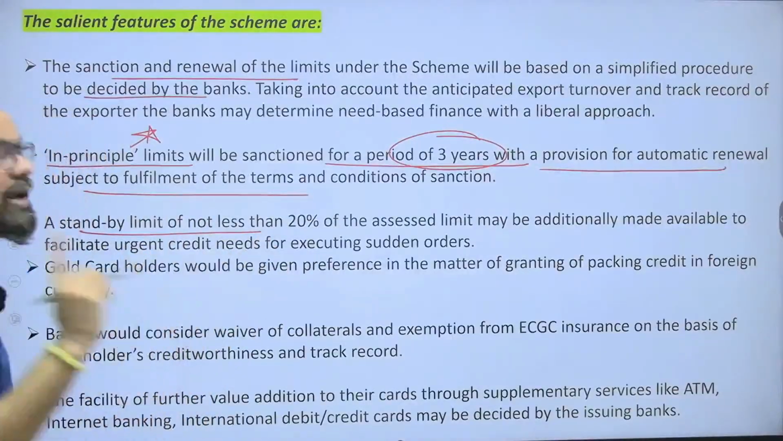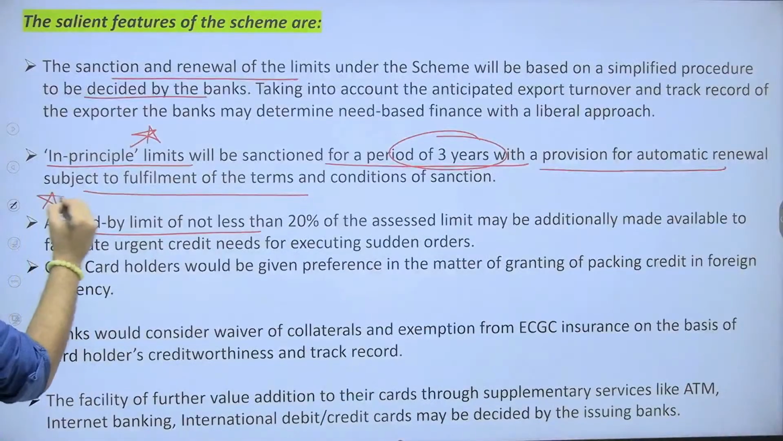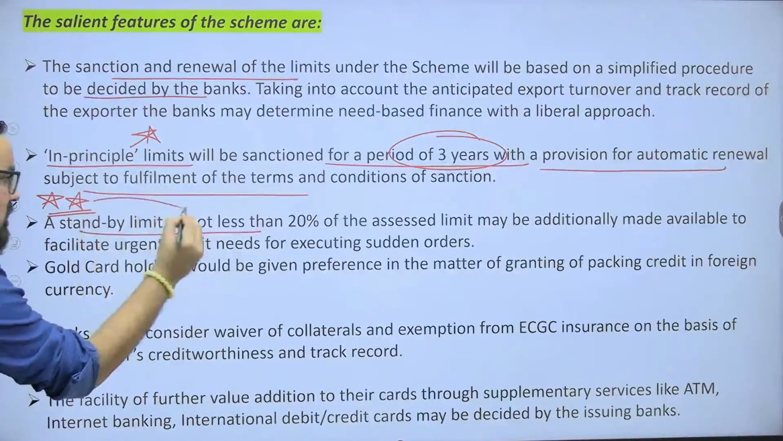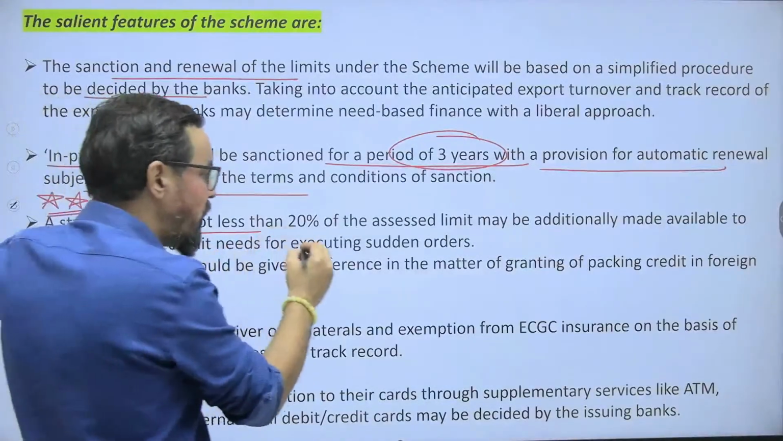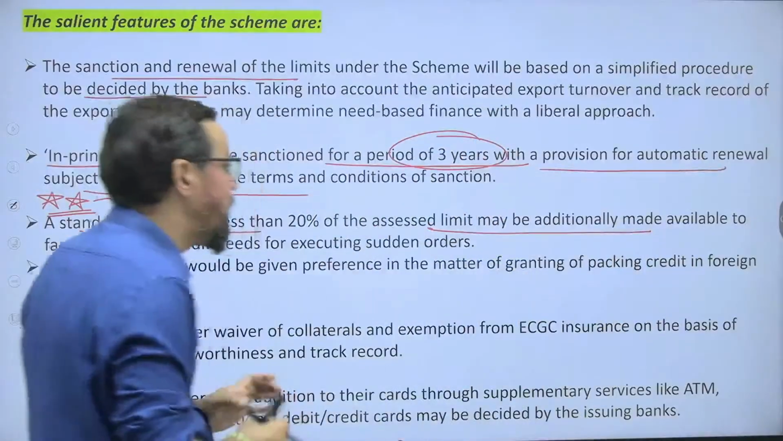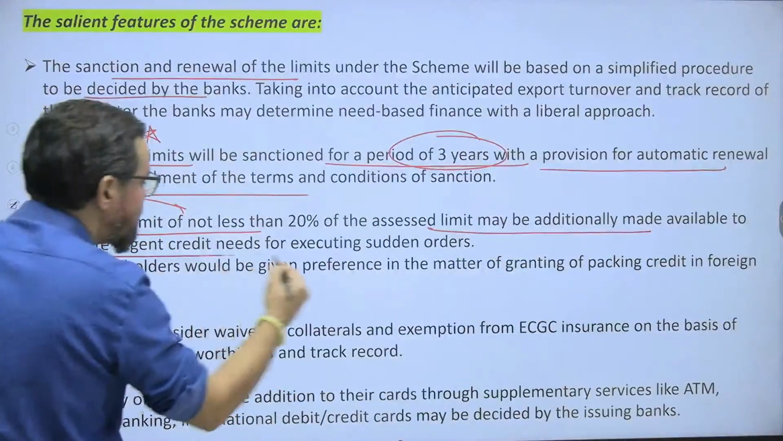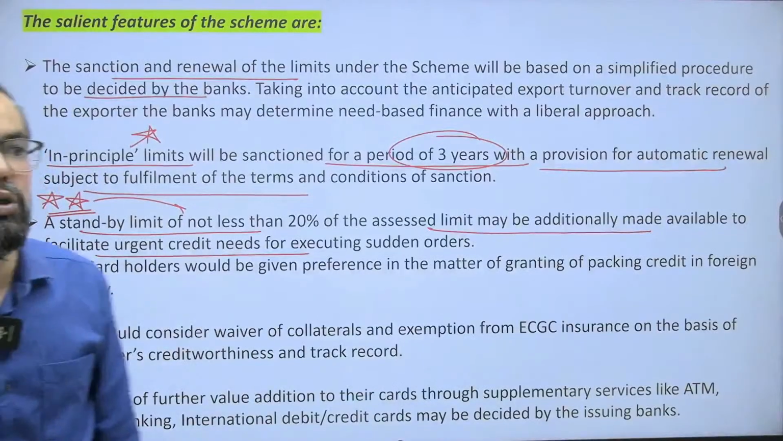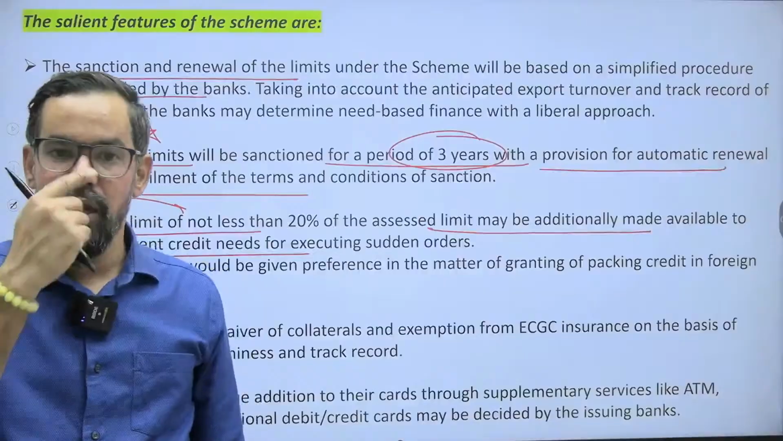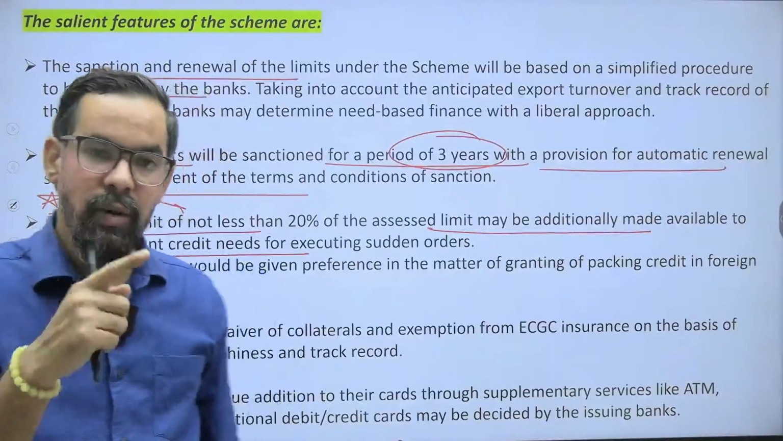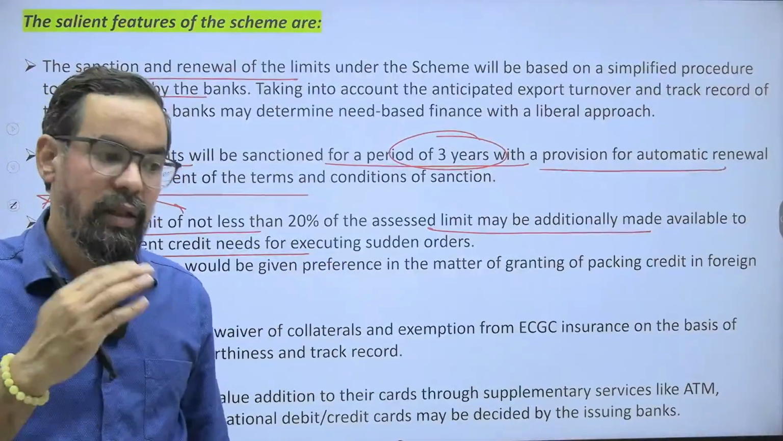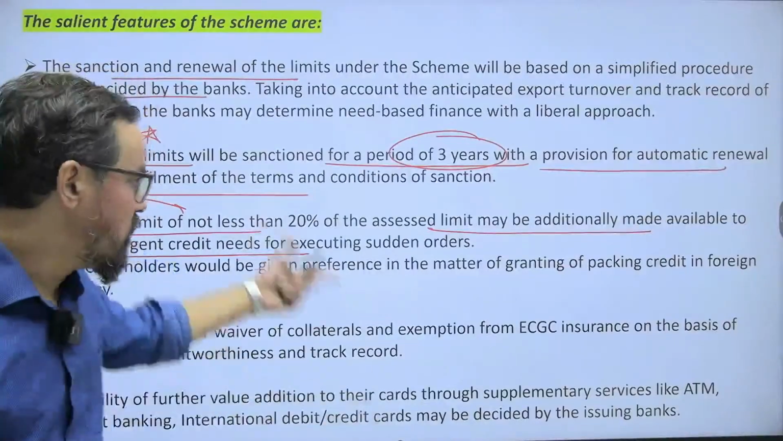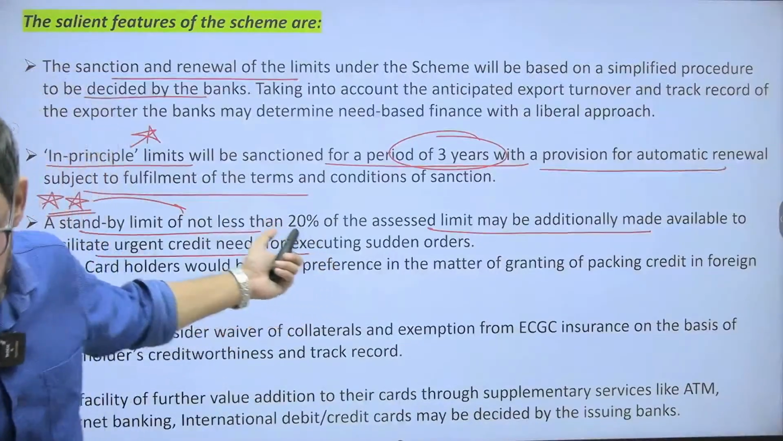Standby limit not less than 20%. This is the best benefit of it, and this gets asked whenever they ask a question around the gold card scheme. Whenever they give you multiple statements, this will be part of that particular one. Very important. Again, not less than 20% of the assessed limit may be additionally made available to facilitate urgent credit needs. Let's say we have issued a gold card to any exporter worth rupees 1 crore. Okay? So they have a standby limit of 20% also. That means if they need some sort of urgent money, they can get 1 crore 20 lakhs, so they can use that by using this particular card itself. So that is the benefit.